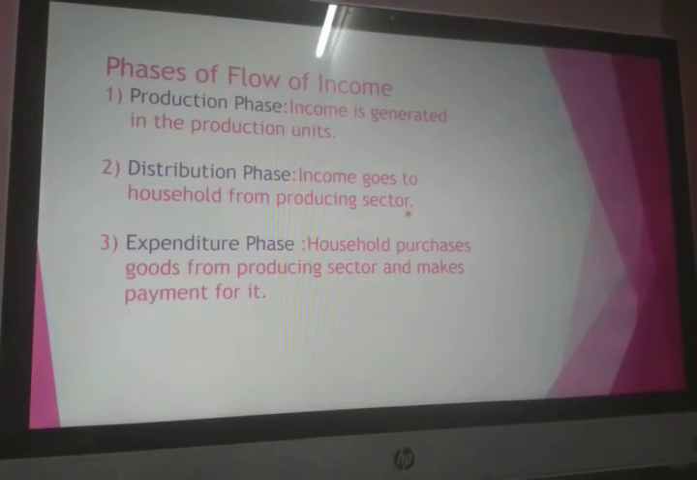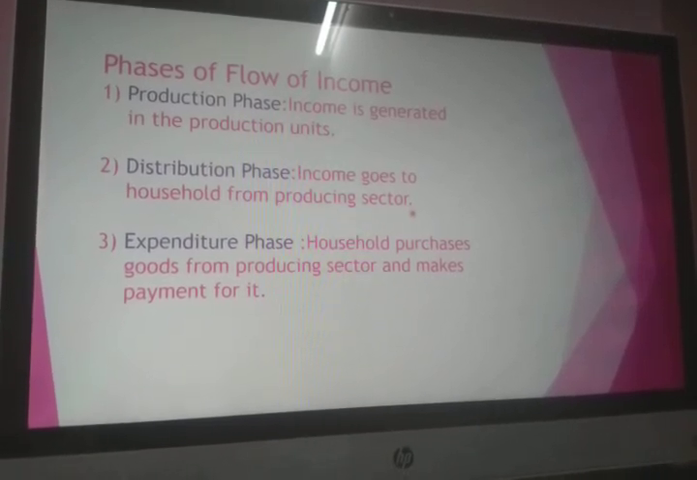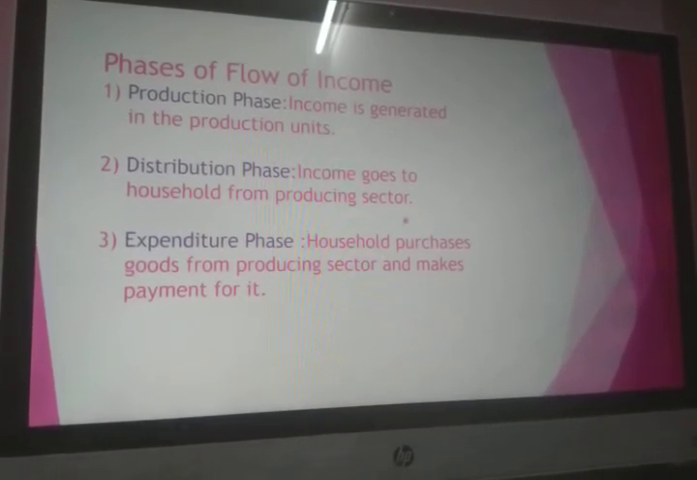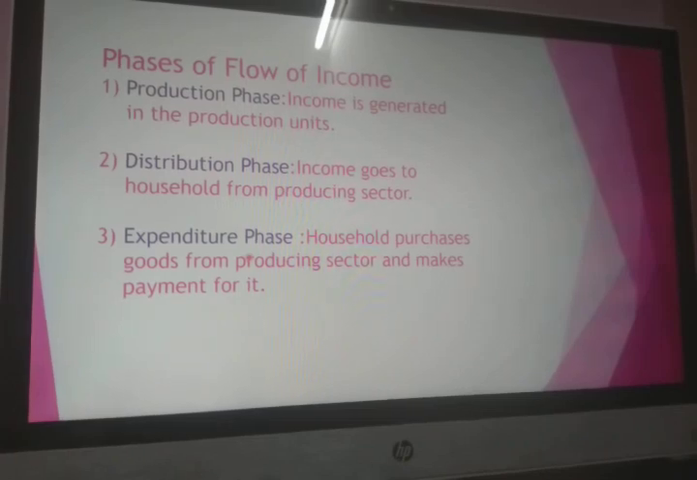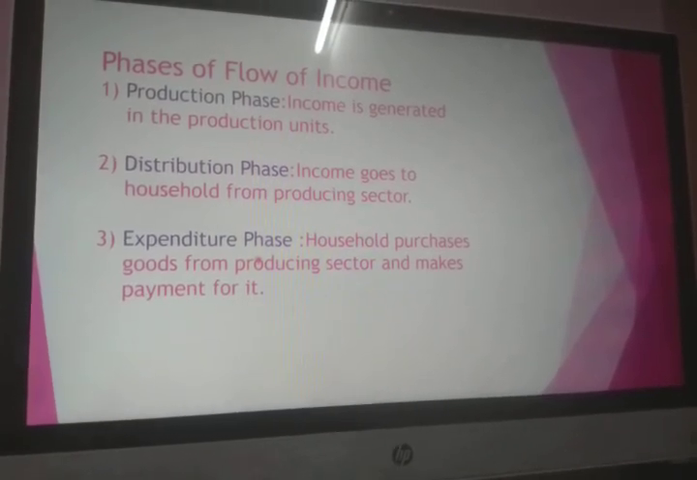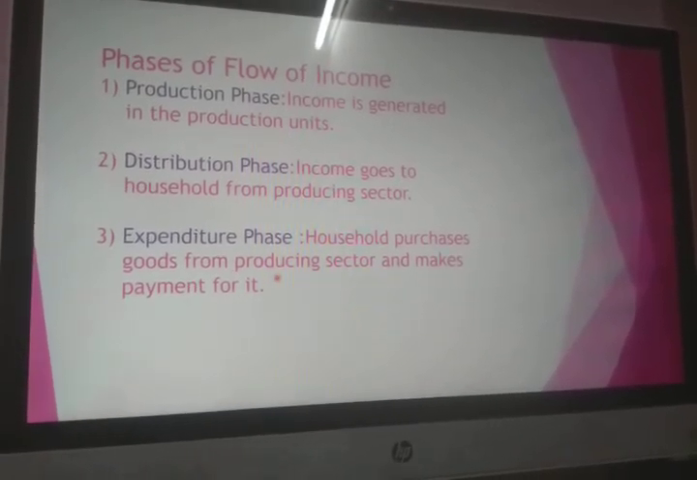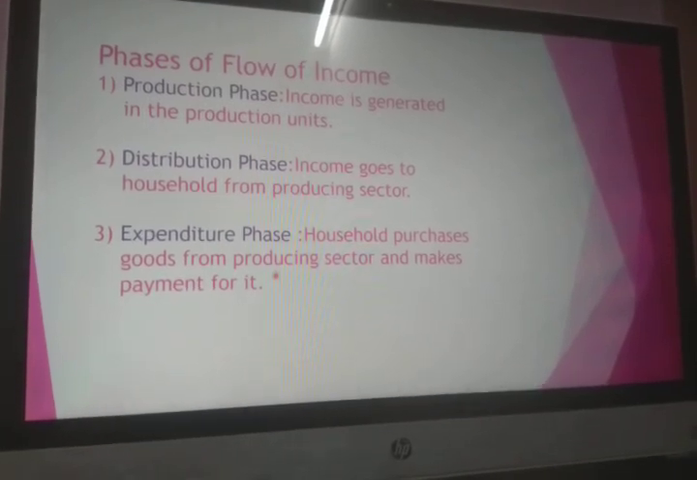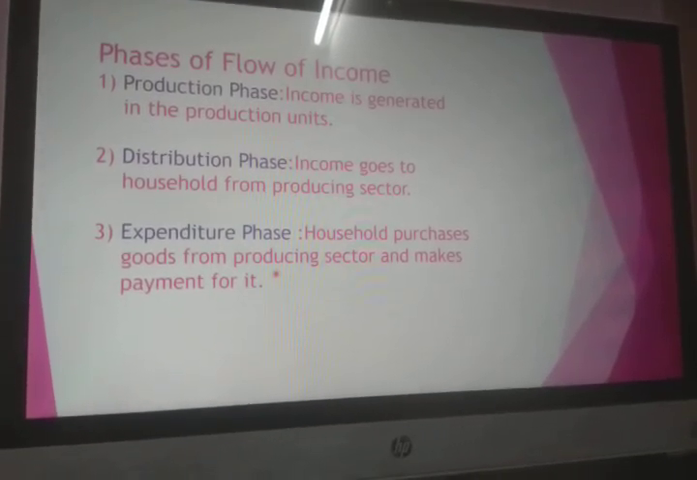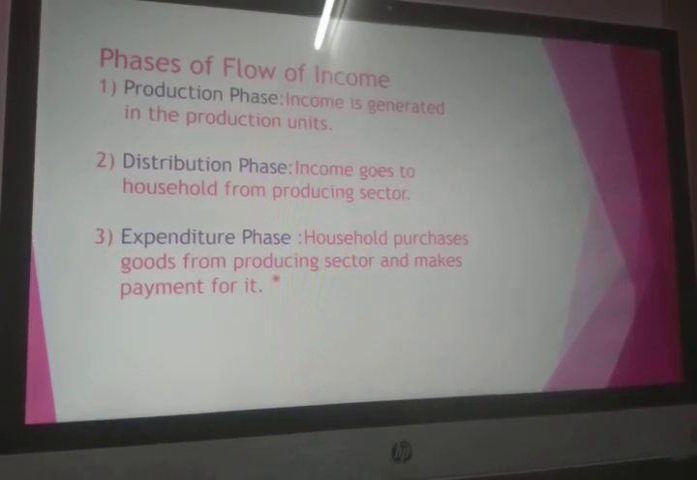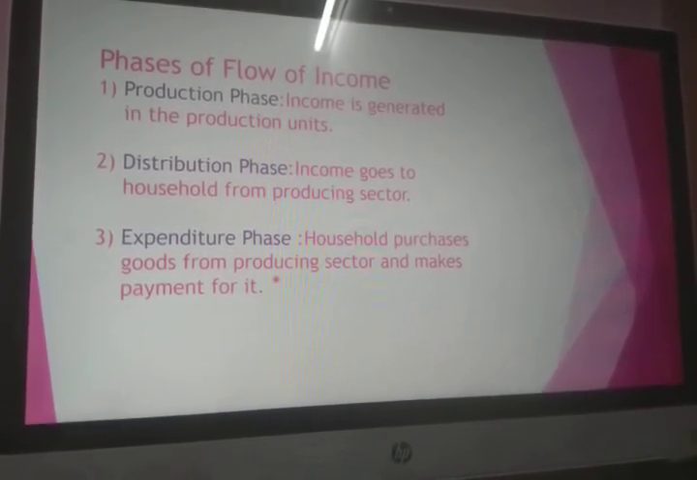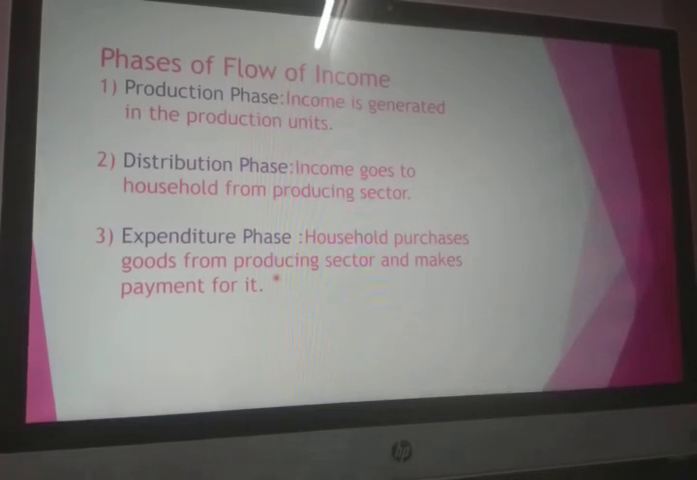And when this income reaches the household sector, the household sector will make demand, and thus it will make expenditure to buy the commodities, and the payment goes back to the producing sector. So this is the way the three phases move on in a circular path. And on the basis of this, we have fixed three methods of calculation of national income.